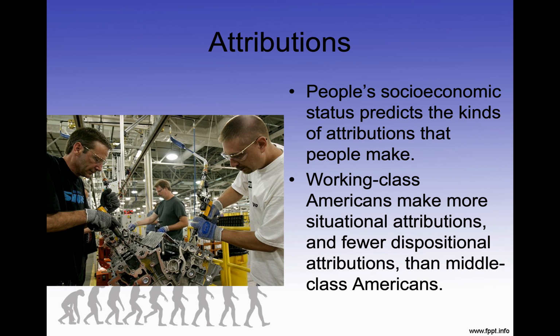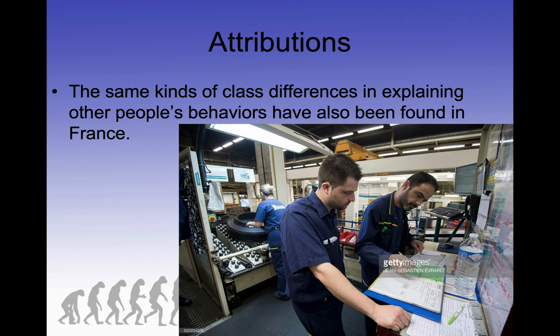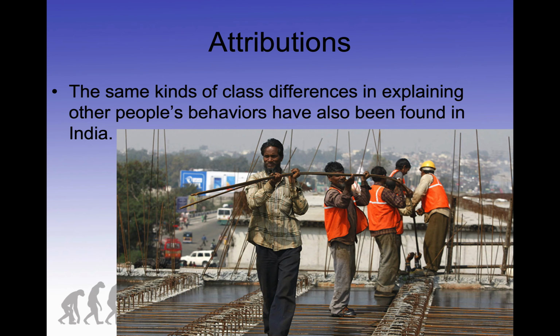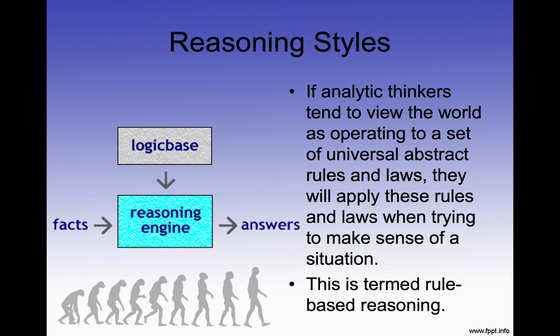Anyway. People's socioeconomic status predicts the kinds of attributions that people make. Working class Americans make more situational attributions and fewer dispositional attributions than middle class Americans. The same kind of class differences in explaining other people's behaviors have also been found in France, in Russia, and in India.